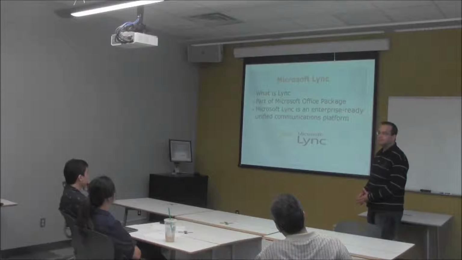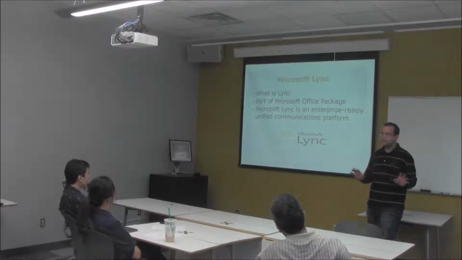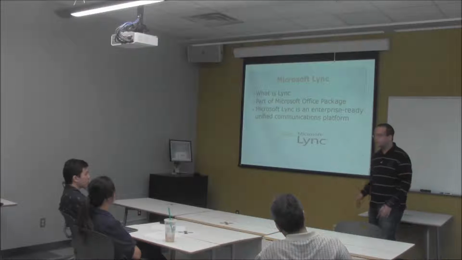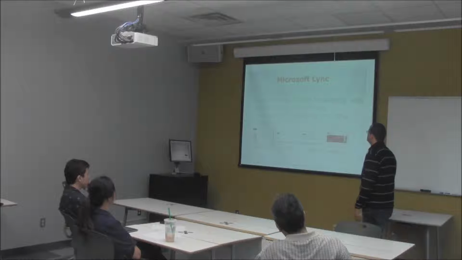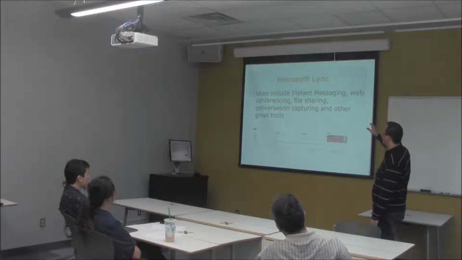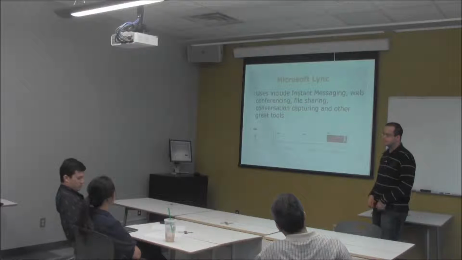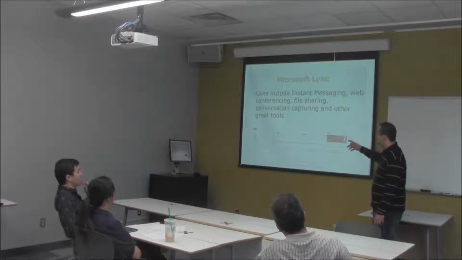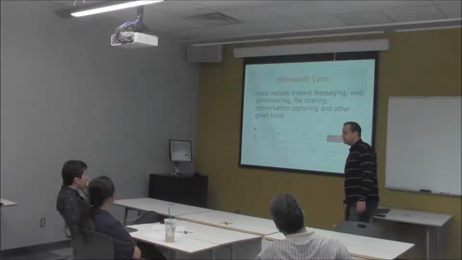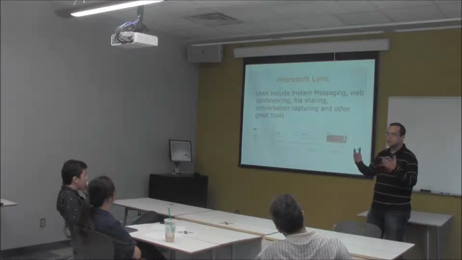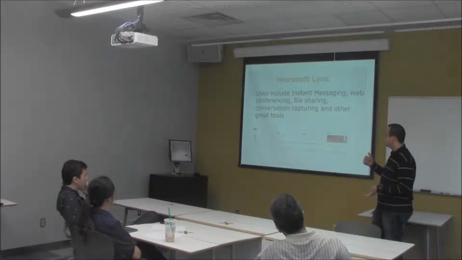So Microsoft Lync is an enterprise-ready unified communication platform. That sounds weird, right? You guys are like, so what does it really mean? So Microsoft Lync is basically like instant messaging. It uses instant messaging, web conferencing, file sharing, conversation capturing, and other great tools. I know it's kind of small, but you can see on the left side over there, Microsoft Lync is basically an instant messenger program. It's pretty common in any workplace, any kind of Microsoft program that you have.